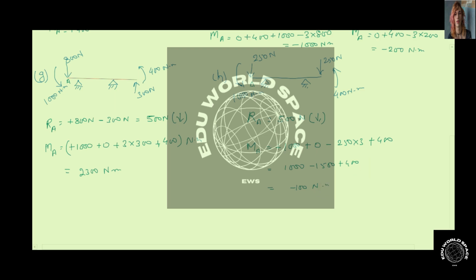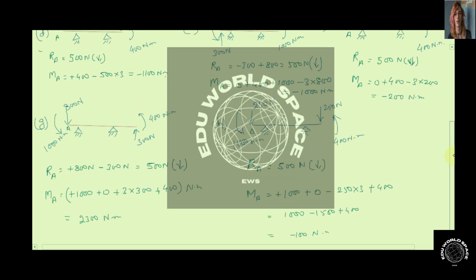So in this problem, in the first part they were asking to calculate equivalent force and equivalent moment at point A in each part, that we have already calculated. Now in the second part, they are asking which of these force systems are equivalent to each other.